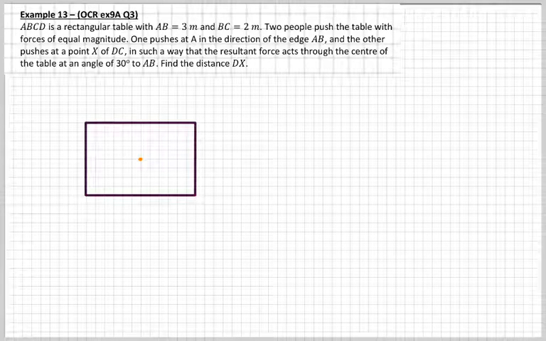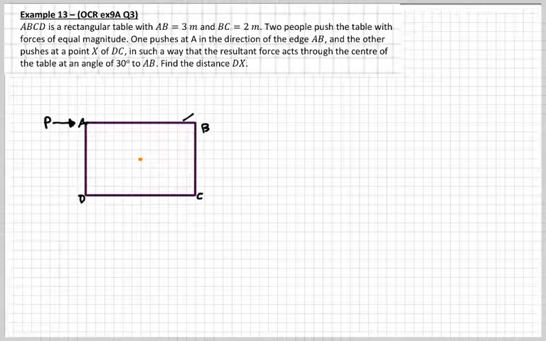So here is example 13 from the booklet. I've drawn a scale diagram of the question where we label the points clockwise, A, B, C and D. This force is acting in the direction AB, so we're going to put a pushing force there.